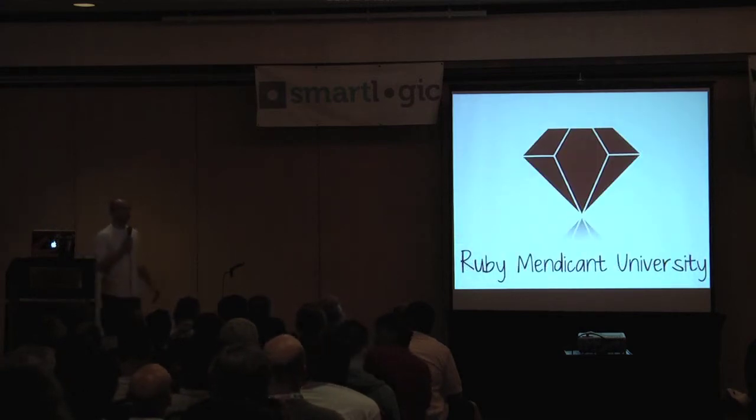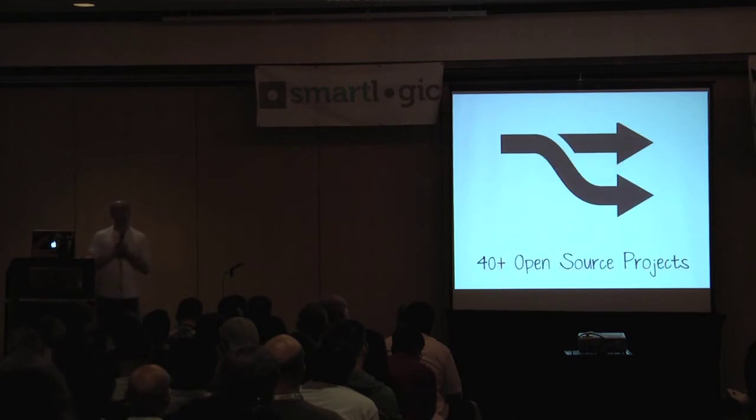About twice a week, I get to work with Gregory Brown, and back in June of 2010, I arrived at his house, and he was really excited about something. So I said, "Hey, Greg, what's going on?" And he began talking to me about his idea for Ruby Mendicant University, a free online school for intermediate Rubyists.